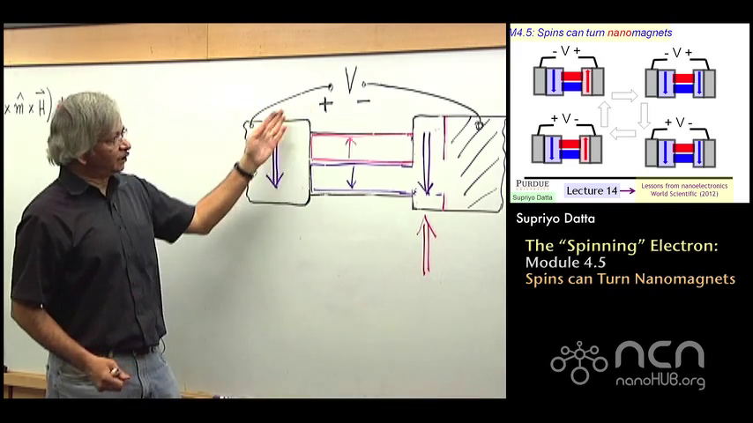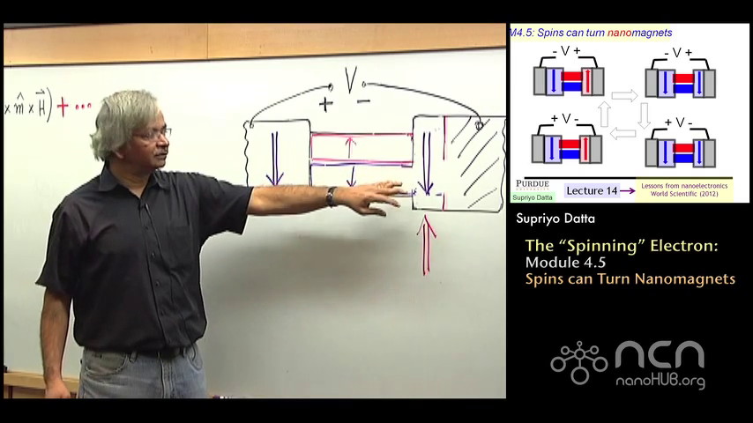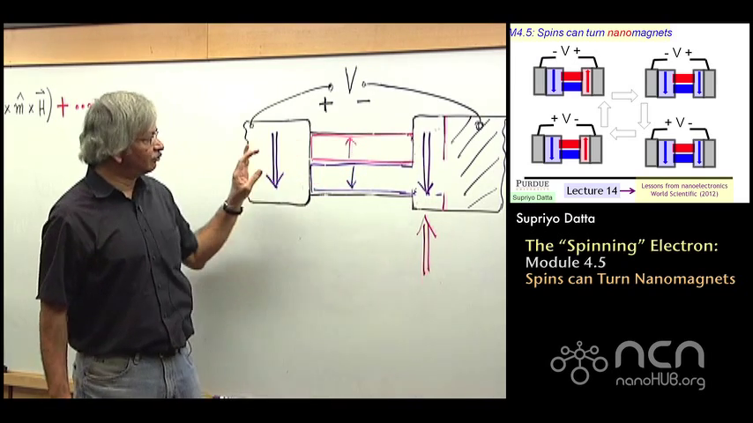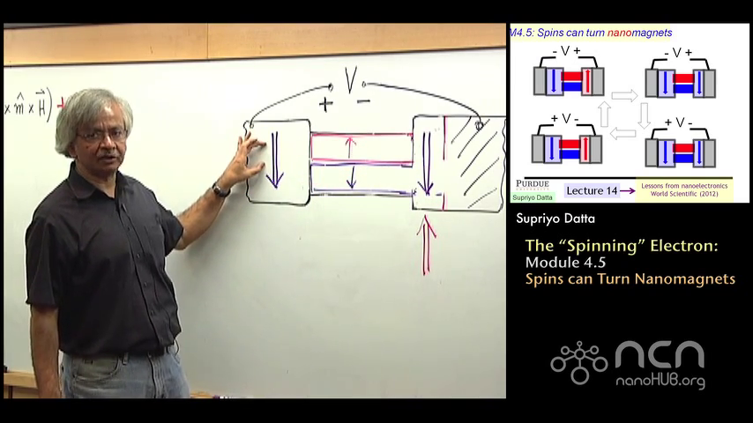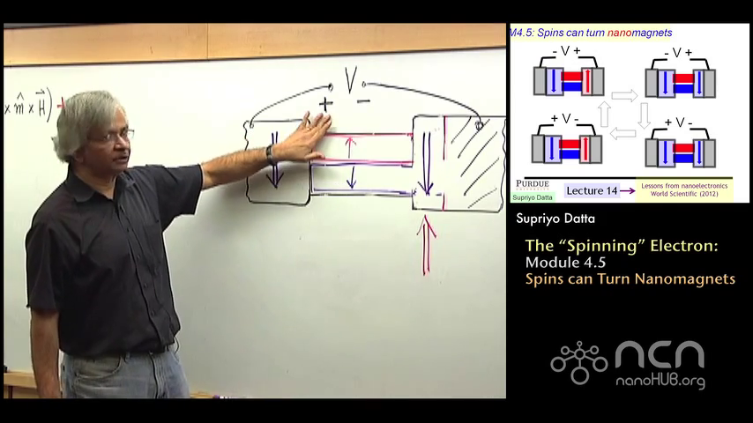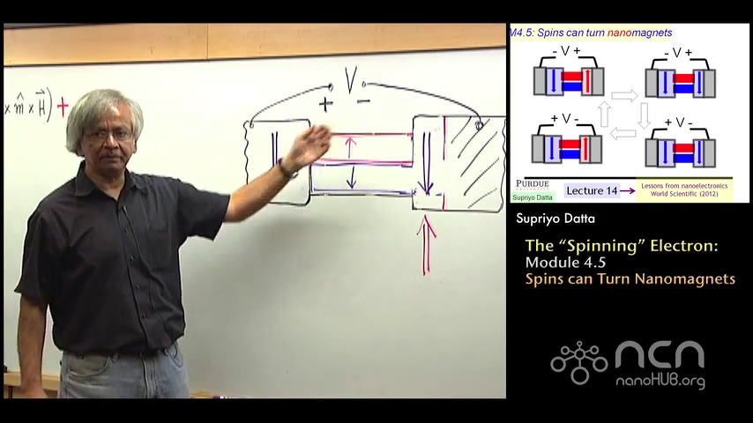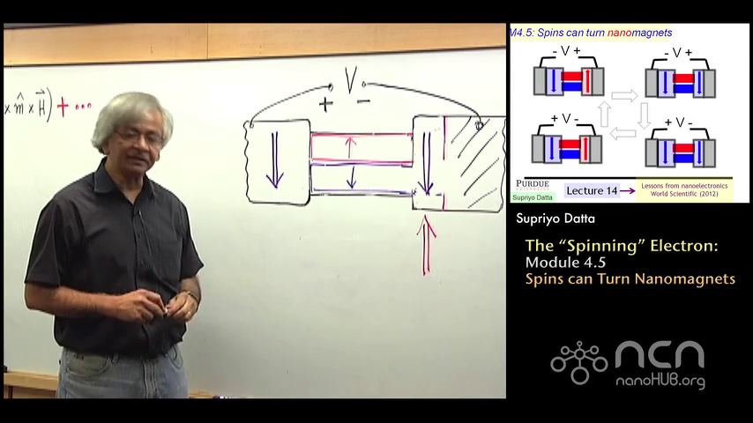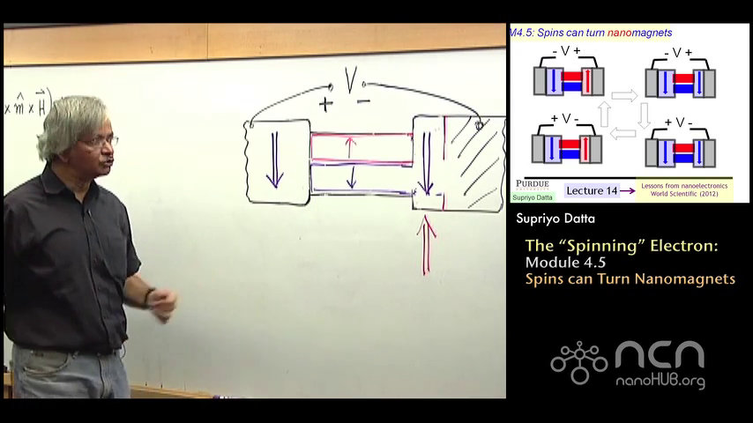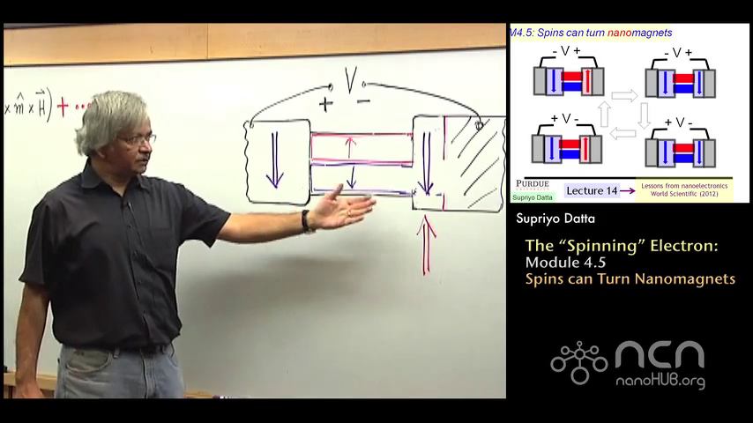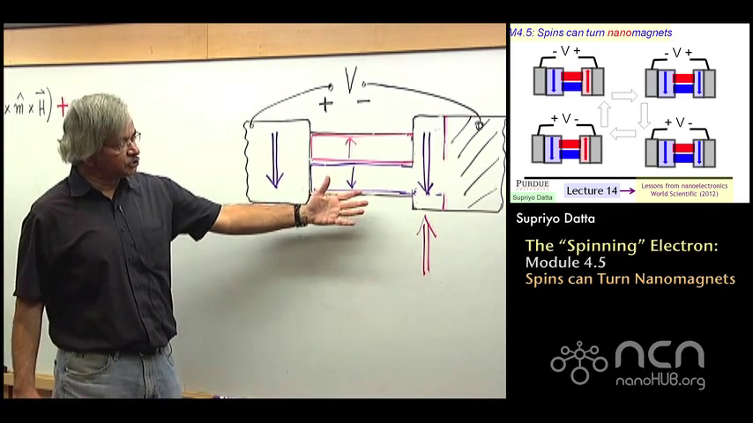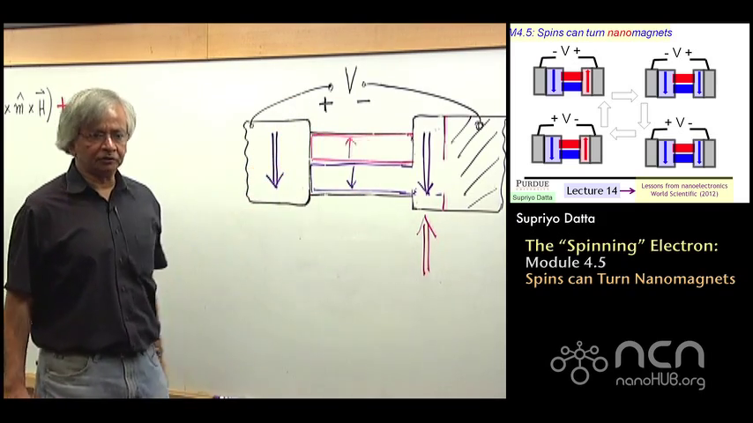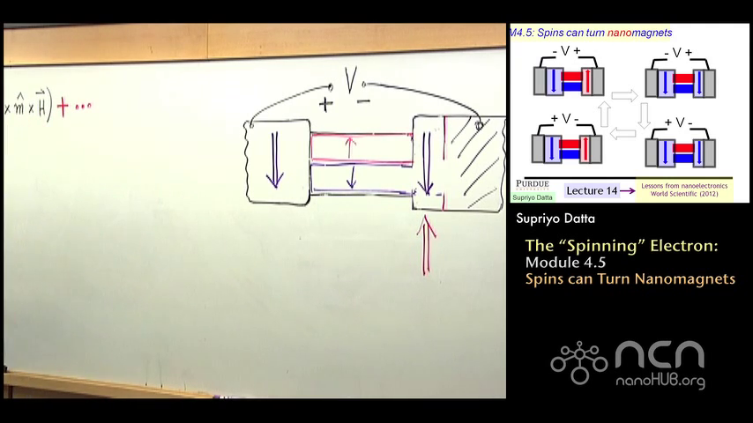So by putting a negative voltage, you can write this so that this magnet has the same direction as this one, but if you want to reverse it, you can put a positive voltage there and turn it back. And these are now experimentally established things that are being used to write information onto magnetic memories.